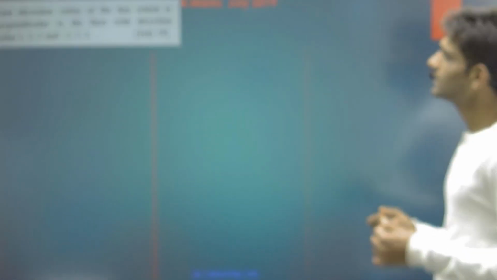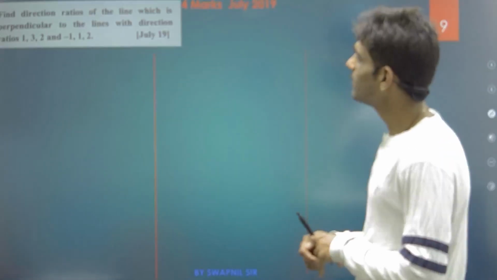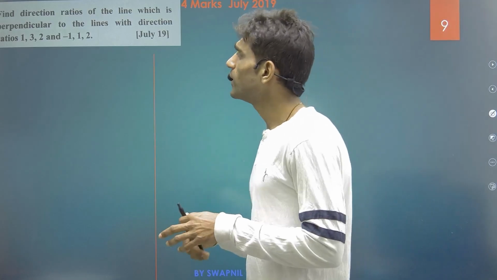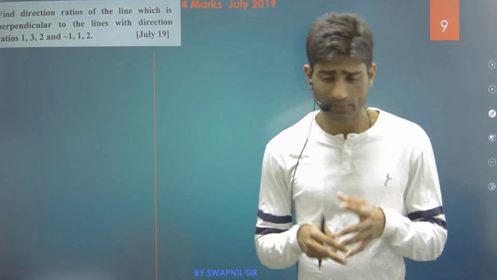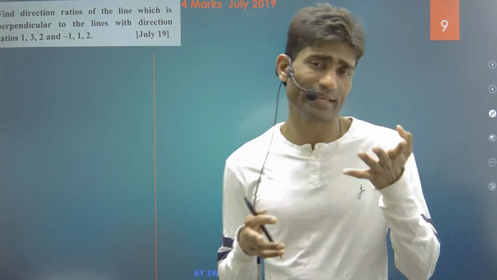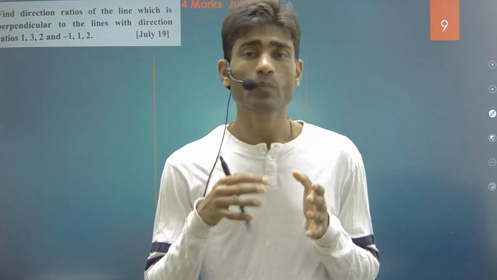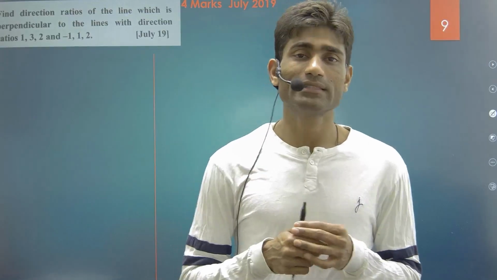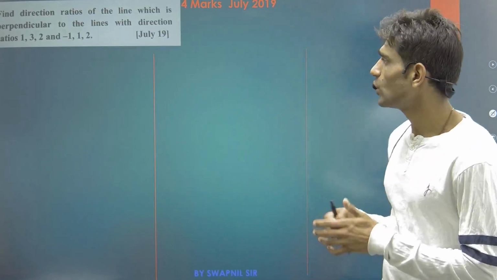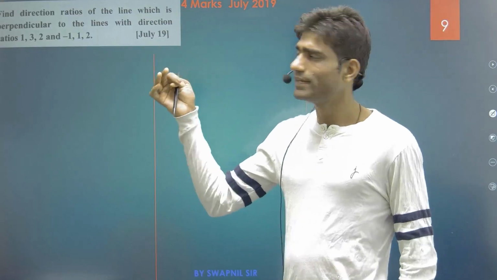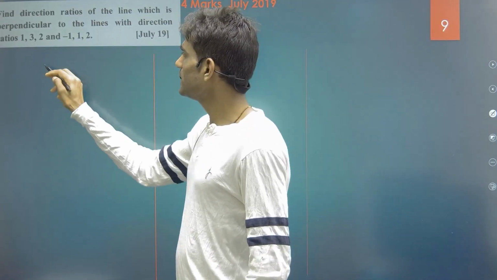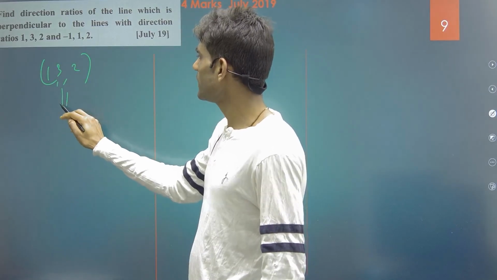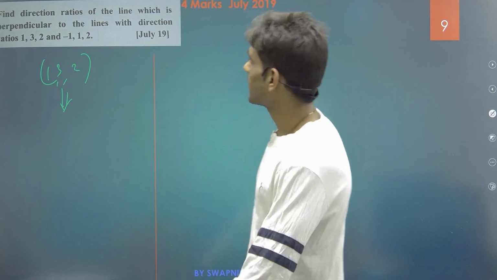In our next example, we are given: find the direction ratios of a line which is perpendicular to the lines with direction ratios 1, 3, 2 and -1, 1, 2. Similar examples we have solved 3 times in our lecture. If you want to solve this example, you need to refer to my previous 2 examples. Using those you can solve it easily, or I will give a little bit of an idea here. 1, 3, 2 is one of our vectors here. Using this, find out the direction ratios.